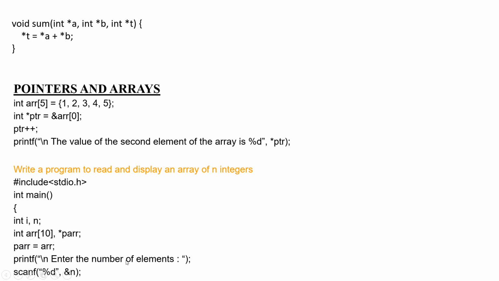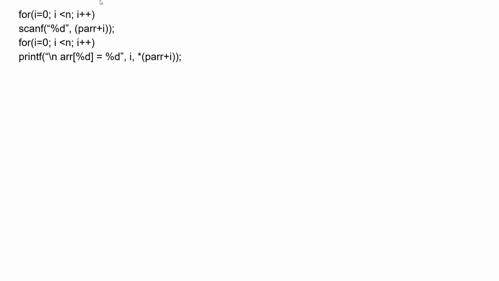Next, enter the number. Now it will ask the user to enter n numbers. So the user has to input the number of elements n in the array. For i equal to 0, i less than n, i plus plus, the user is allowed to enter the elements up to n numbers. For example, 1, 2, 3, until i is less than 3. So the user will enter the numbers into the array.